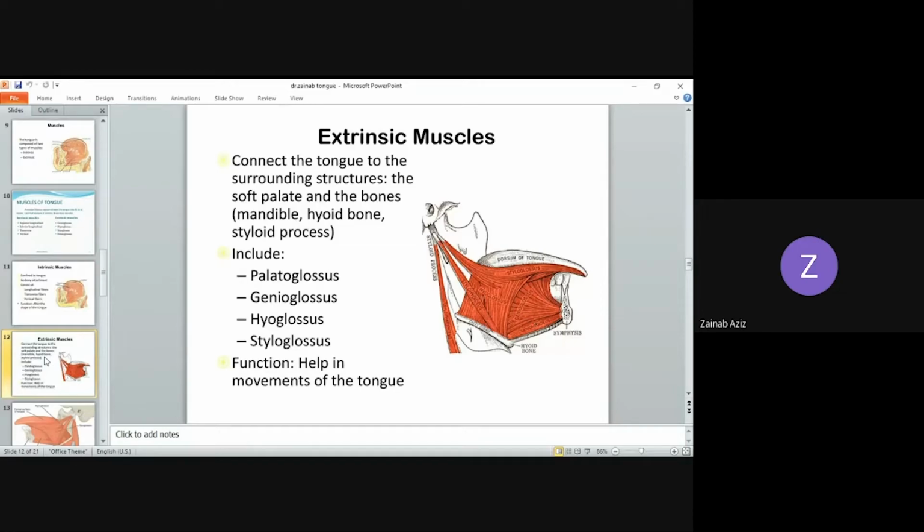Movement of the tongue, there is a lot of movement, like protrusion, which means moving the tongue in front; depression, downward; retraction, backward; and elevation, or raising of the tongue. This is the action of the extrinsic muscles of the tongue.